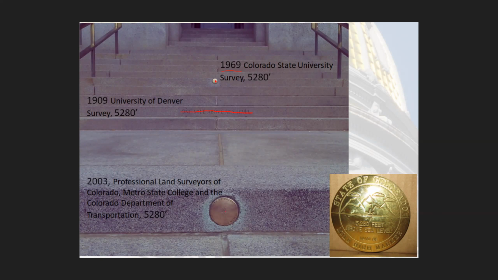And then finally in 2003, we had the Professional Land Surveyors of Metro State and the CDOT, Department of Transportation. We've got a lot more benchmarks that have happened in the last 50 years. And they said, here's 5,280 right here. So it's changing, right? And these are feet of difference, and feet of difference is really important. So a survey from 60 years ago is not going to be accurate in terms of elevation as compared to a survey from modern times.